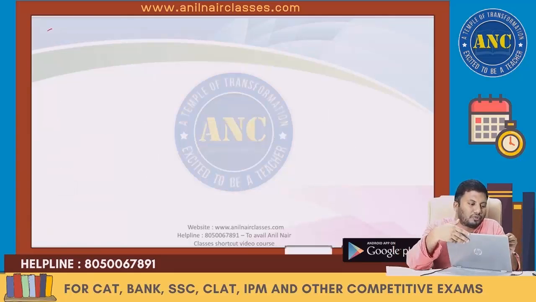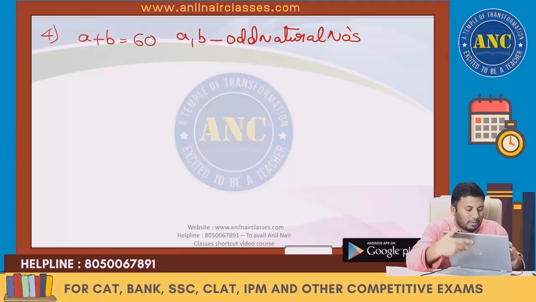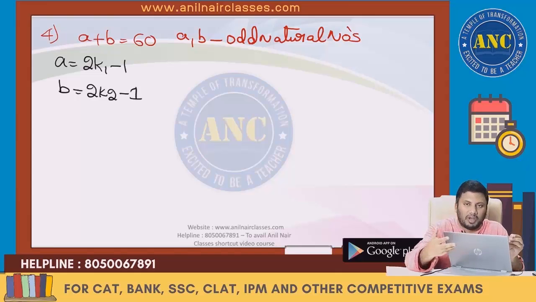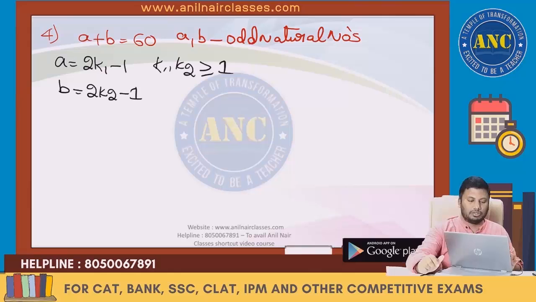Keep solving a lot of questions. A plus B equals 60, and A and B are odd natural numbers. Any odd number can be written as 2k plus 1 or 2k minus 1. I will take 2k1 minus 1. Why? Because I want the variables to start with 1. Even if it starts with 0, it will give you the answer, but we know the approach for when the variables start with 1. So here k1 and k2 are greater than or equal to 1.